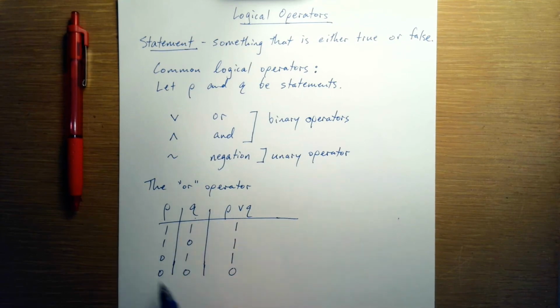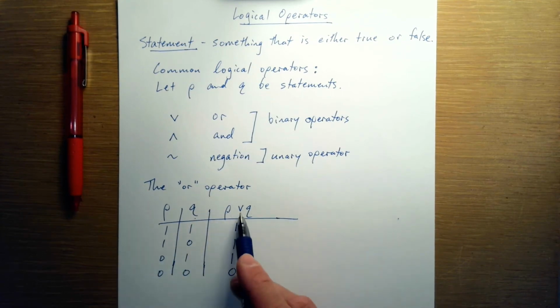Okay, so this is called a truth table, and this is how we define the OR operator. And again, keep in mind the OR operator is true if at least one of the two inputs is true. In these three situations is where that occurs. This is the only place where it's false.